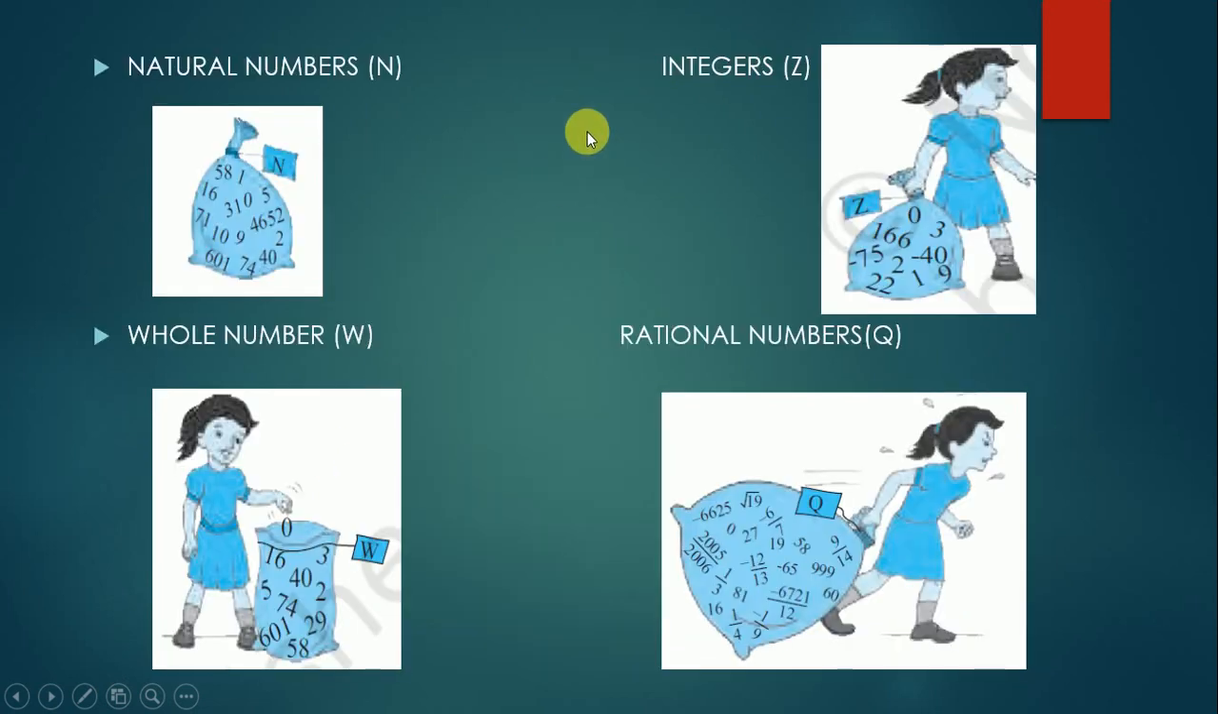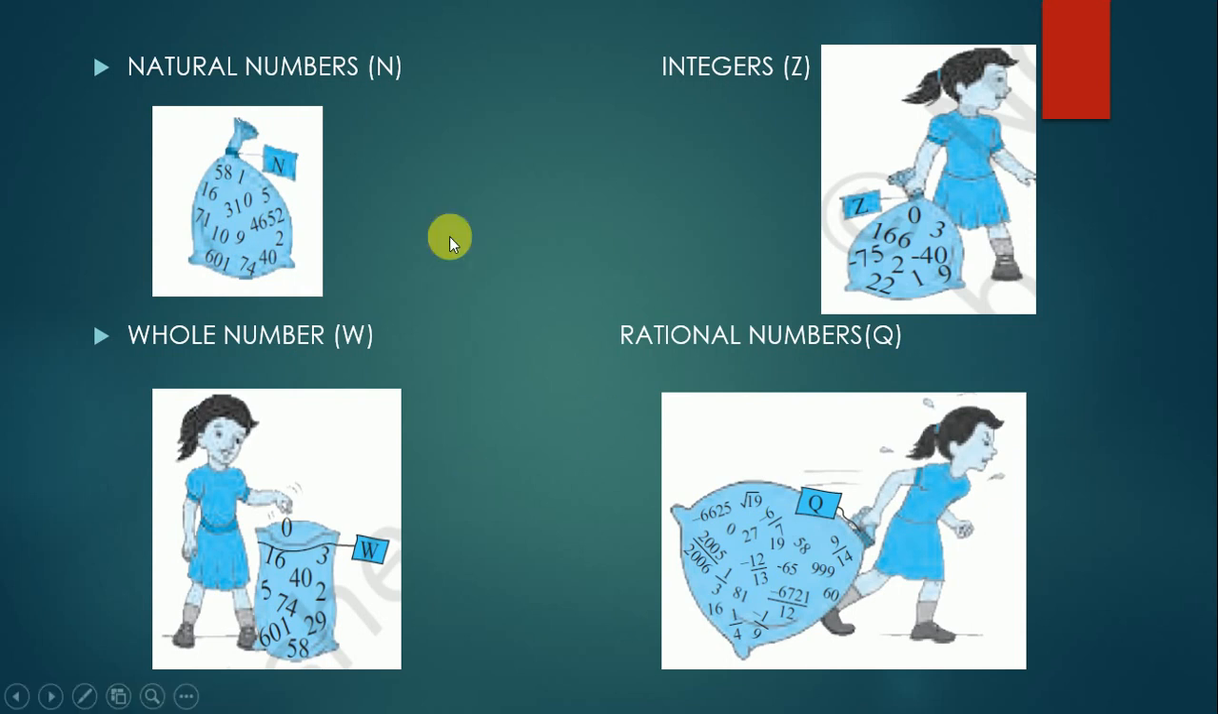Now we are dealing with 4 types of numbers. First one is the natural number. See this bag, it has so many numbers, right? Starting from 1, like that, 601 is here, 4652 is there, 310 is here. So there are many numbers, right? So a natural number is a number starting from 1 to infinity, to any extent. The numbers starting from 1 to infinity are known as natural numbers.